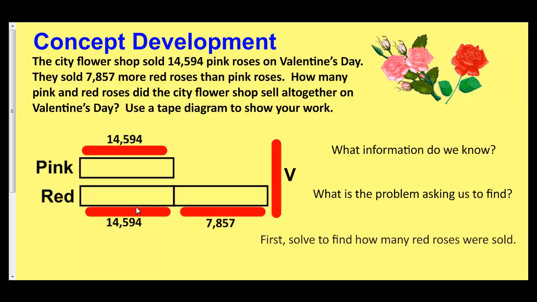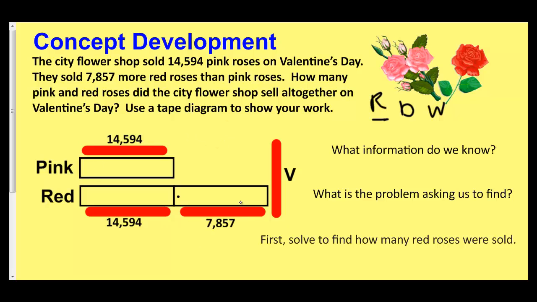Okay, so let's take a look at this problem. We're going to start with RDW. So we're going to start with read. The City Flower Shop sold 14,594 pink roses on Valentine's Day. They sold 7,857 more red roses than pink roses. How many pink and red roses did the City Flower Shop sell altogether on Valentine's Day? Use a tape diagram to show your work.